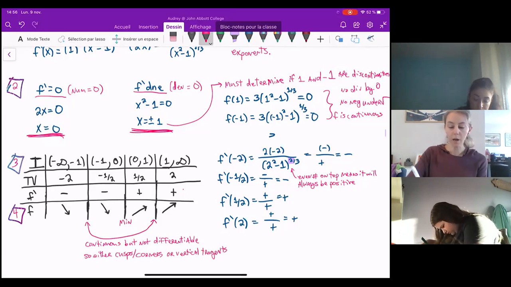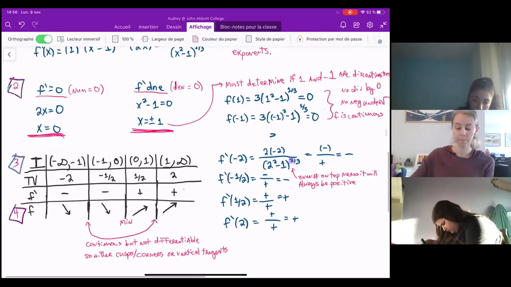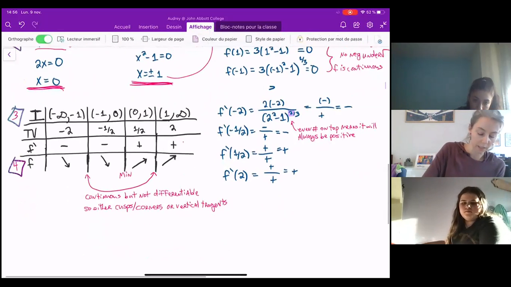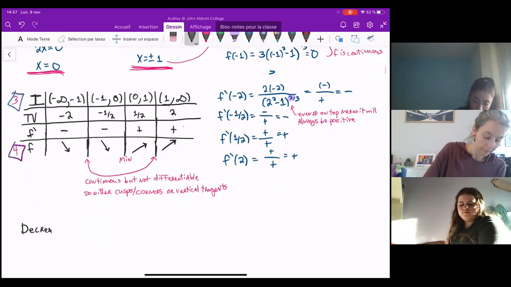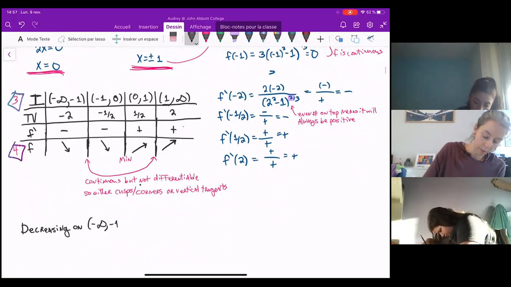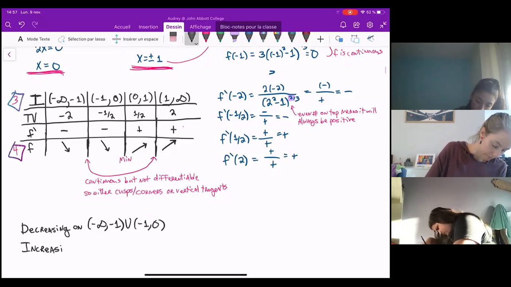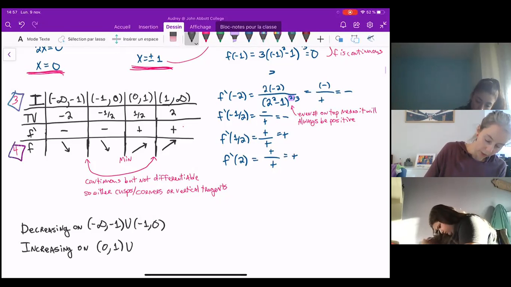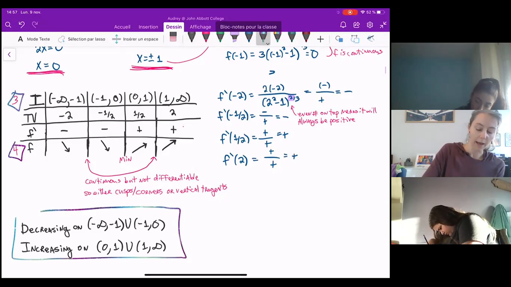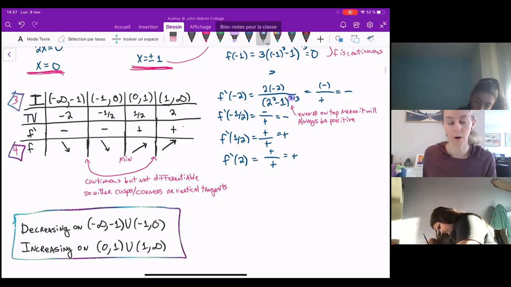Okay, now we're going to make our conclusions. And our conclusions are that this is decreasing on negative infinity to negative 1, union negative 1 to 0, and it is increasing on 0, 1, union 1, infinity. So that's my answer to the first part of the question.